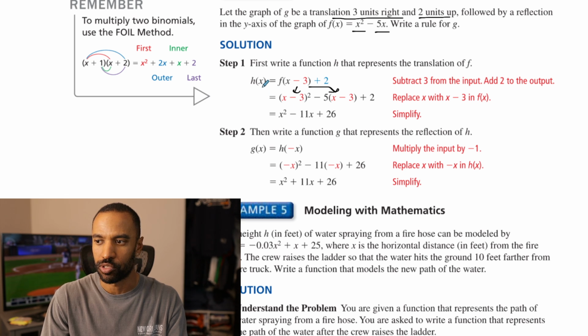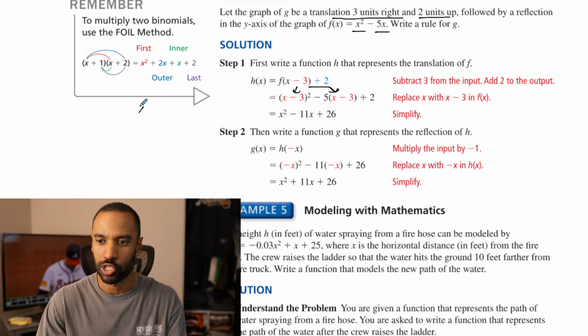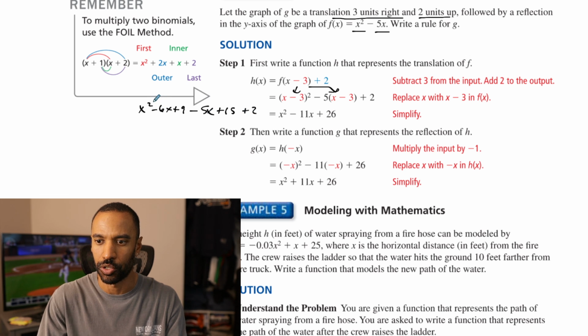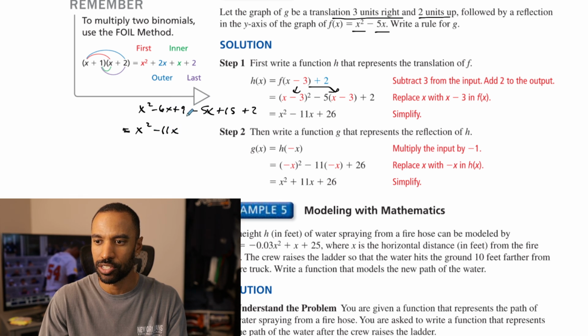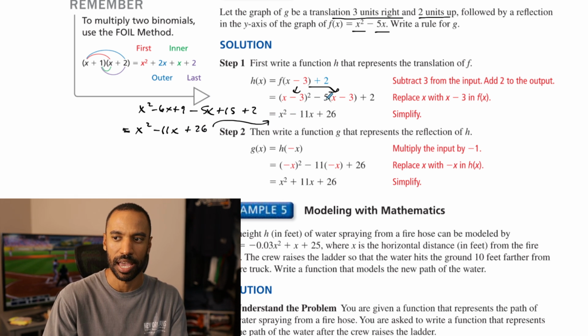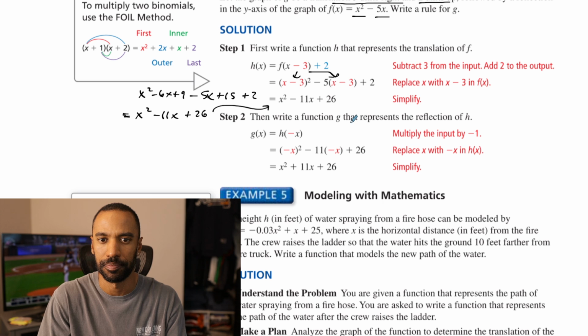Then they distribute some stuff. X minus 3 quantity squared is x squared minus 6x plus 9. And then minus 5x, negative 5 times negative 3 is plus 15, and plus 2. You have x squared, negative 6x minus 5x is negative 11x. And 9 plus 15 is 24, plus 2 is 26. That's where they're getting that value. They skip some steps, but they say simplify, and that's it.